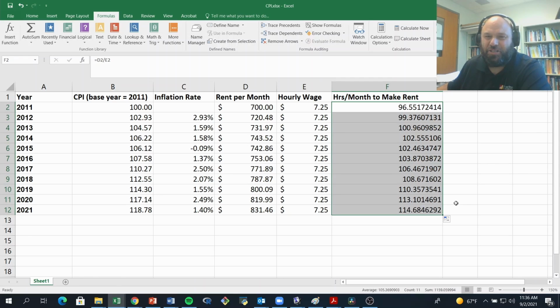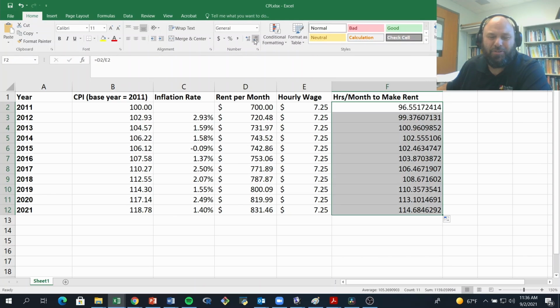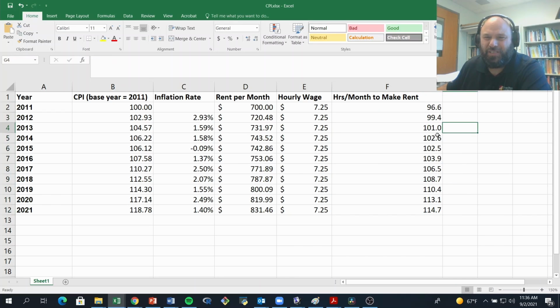Let's see how inflation changed that. This is hard to read, so I'm going to go ahead and reduce the decimal accuracy, so let's go to 1 decimal. By the end of 2021, we've gone to needing to work almost 115 hours in a month in order to make our rent, if the rent went up with inflation.